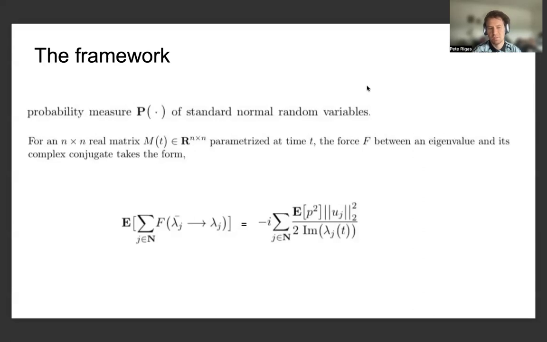With respect to the probability measure boldface P on standard normal random variables, we can take the expectation of the sum over j, over the positive integers, of the force that the complex conjugate of the jth eigenvalue, lambda-bar of j, exerts on lambda of j. And from a line or two of computation, we can express this expectation as minus i times a summation over j times the expectation of p squared, where p squared is some real parameter, as well as the square of the L2 norm of the jth eigenvector, which is normalized, in 2 times the imaginary part of the jth eigenvalue.